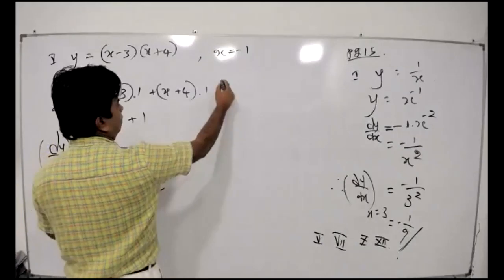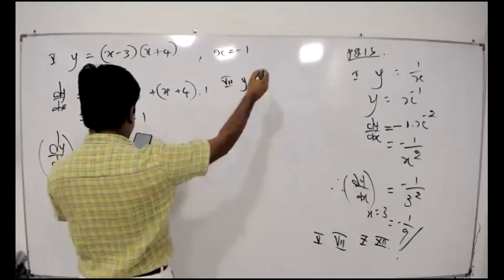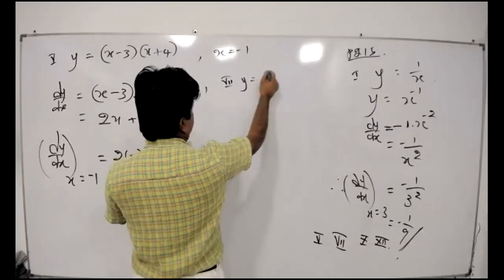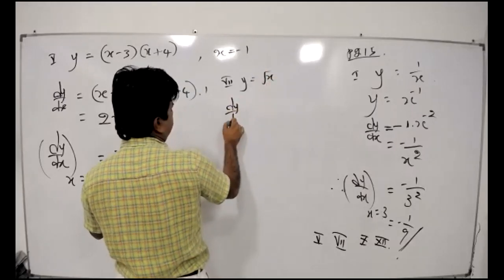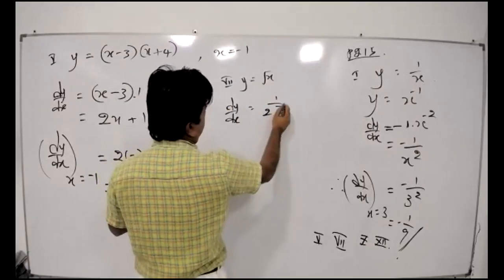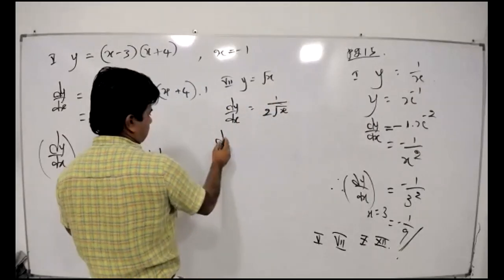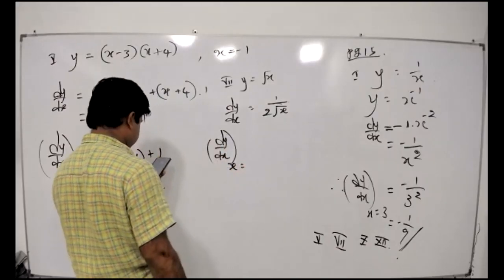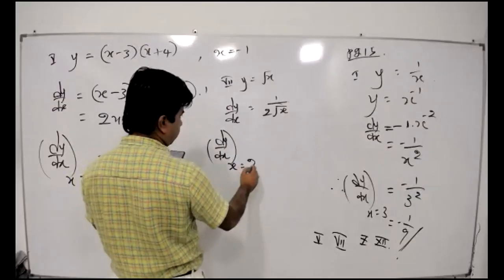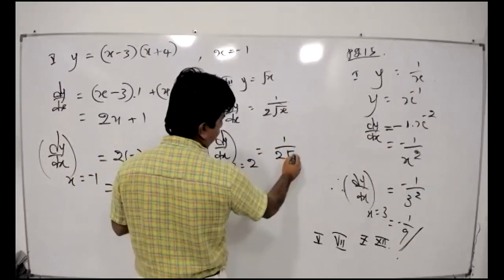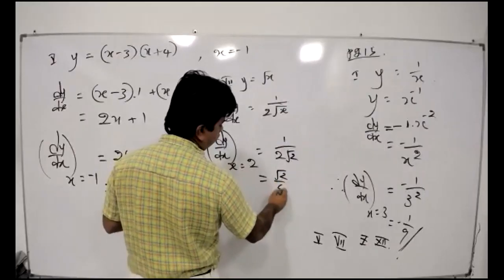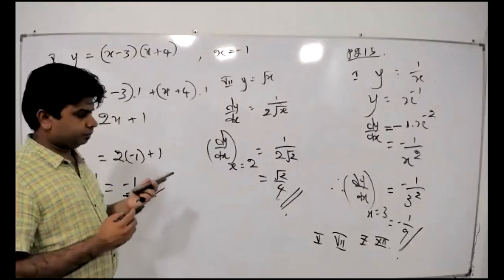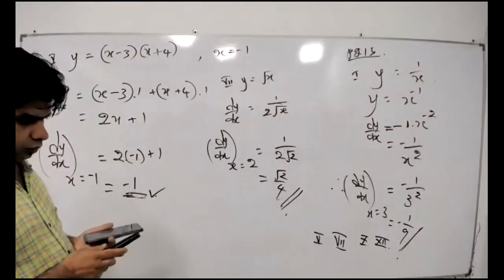You know that for the seventh one, y equals square root of x. Then dy by dx equals 1 over 2 root x. Then dy by dx at x equals 2 is 1 over 2 root 2, which is root 2 over 4. Good, rationalizing the denominator also. Root 2 over 4.